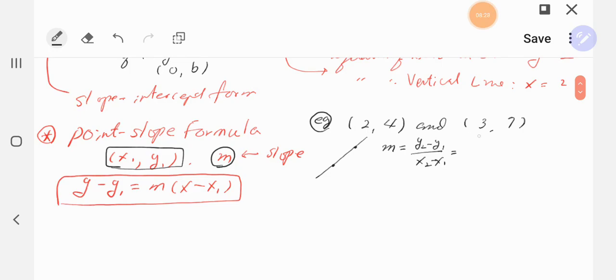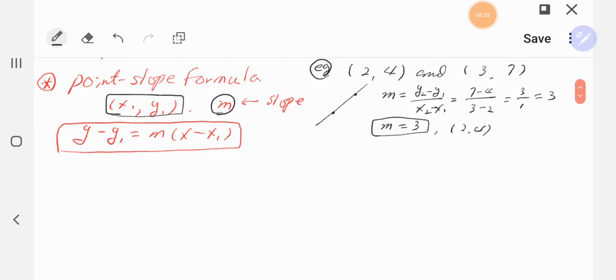All right, so let's find the slope first. y2 minus y1, 7 minus 4, over 3 minus 2, then 3 over 1. So the slope is 3. We found the slope, and then we need 1 point. Let's use any point. Let's use this point.